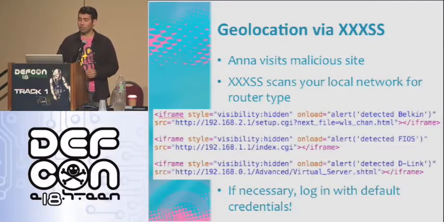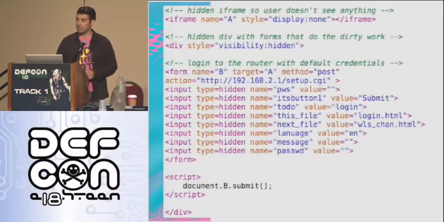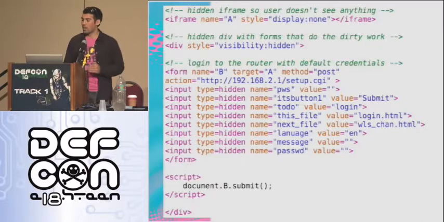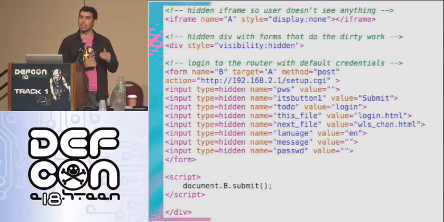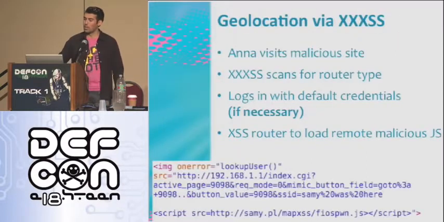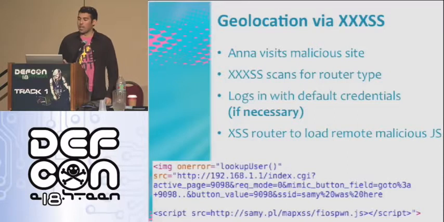This is not necessary for this attack in many cases, but here's a way to log in to, I believe this is a Belkin router. There's actually a nice list of XSS, CSRF, default passwords for every major router that you can find online. So, Anna visits the site, we figure out the router type, we log in if we have to, which in many cases we don't, and then we XSS the router. And we load remote JavaScript.